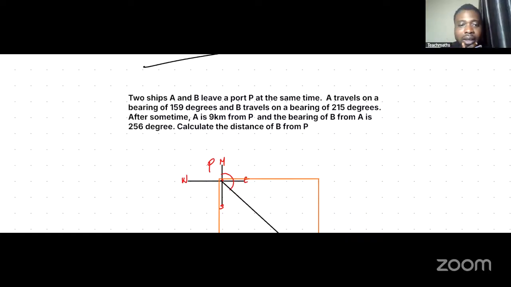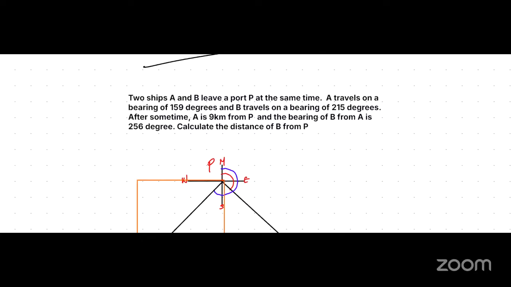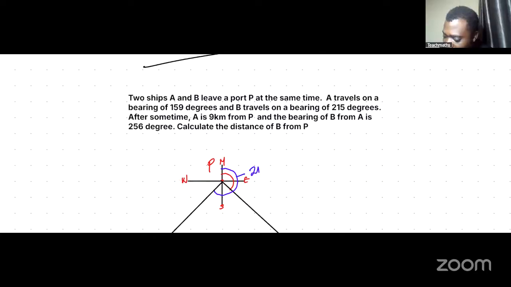Okay, let's get back. And B travels on the bearing of 215 degrees. So you're also starting from the north. This is 90, 180. 215 should be somewhere here. And so I'll just take this. So B is somewhere on this line too. I don't know where in particular B is. Do you understand this? Yeah. So this is 215 and the other angle is 159 degrees.